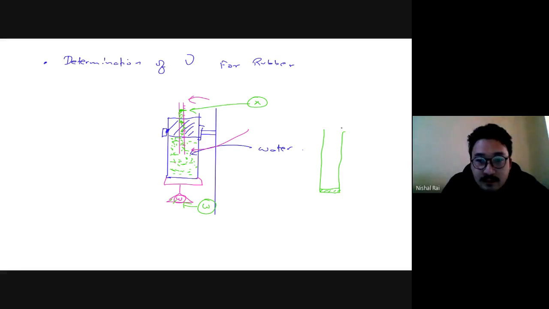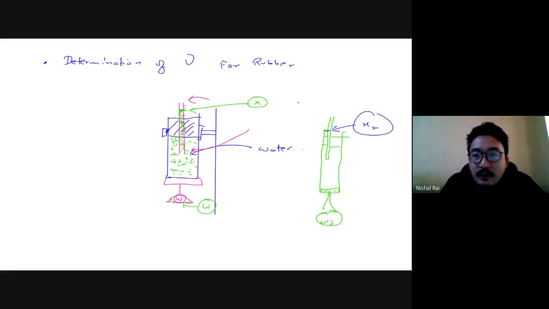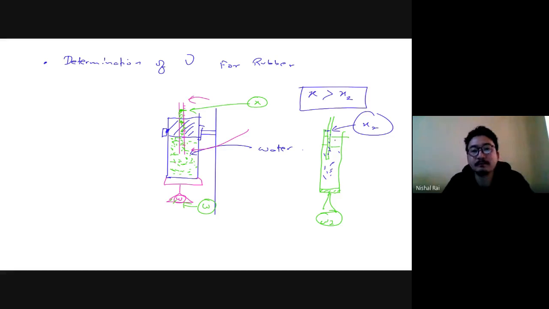This is the initial reading. Now let's say due to a certain amount of weight, let's say this as W2, the level of water will come down. Now it has reached a certain point over here. Let's consider this as X2. Now X is greater than X2. Now due to a change in volume of this rubber tube, the water level will come down.